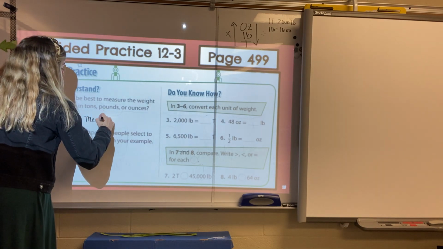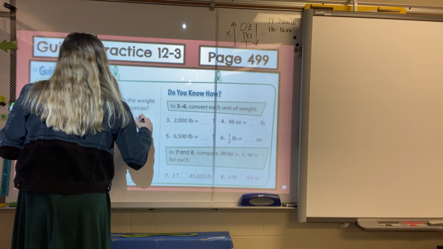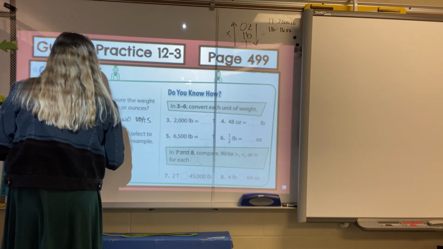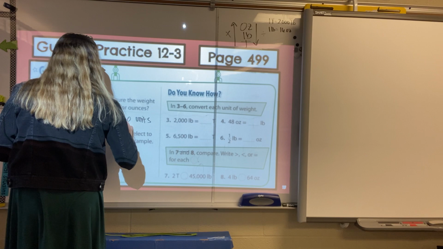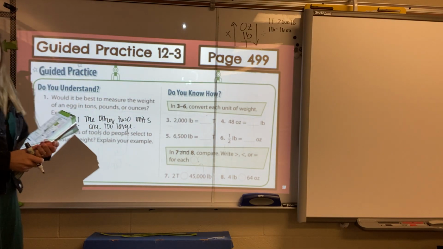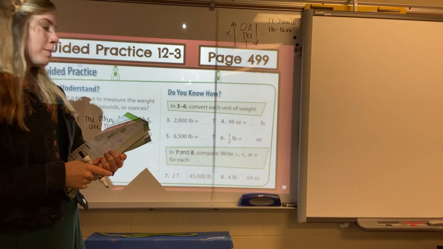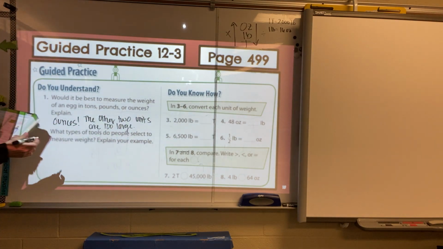The other two units are too large. It would be ridiculous to say how much of a ton an egg weighed. We should look that up, because that would probably be weird, but it would be ridiculous to do.